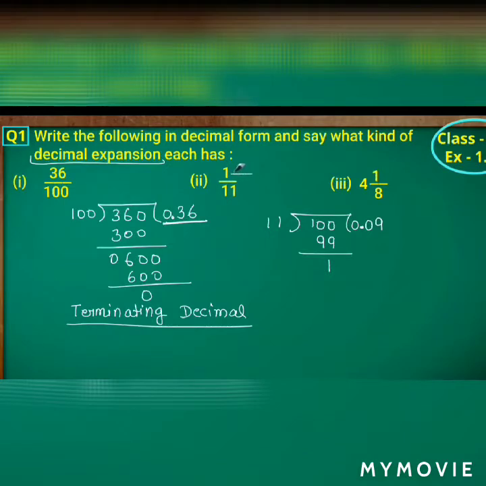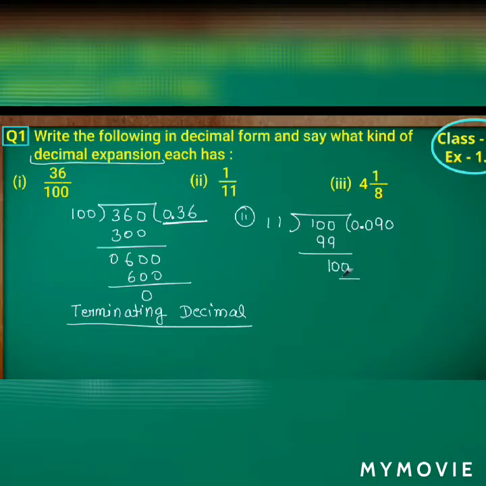So if you observe, already we were having 1, isn't it? The same remainder we got. So I can directly say that it is going to be repeated here. Again we have to take 2 zeros, and I'll get again 09 in the quotient. Since I am taking 2 zeros, I'll get 09.